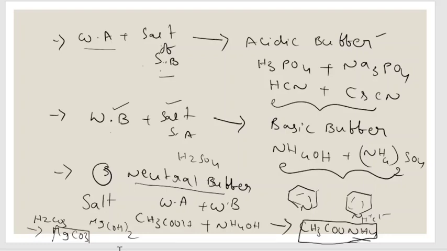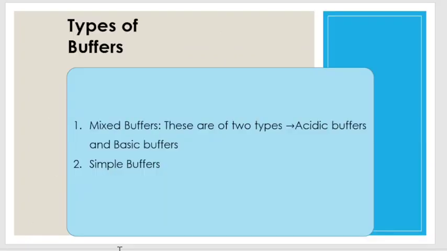Henderson gave expressions for calculating the pH and pOH of acidic and basic buffers. Let us see what they are. So mixed buffers and simple buffers, if we consider, the simple buffers are nothing but the neutral buffers here. We know already about the basic buffers, right? Simple buffers are nothing but neutral buffers. Ammonium acetate is the best example.